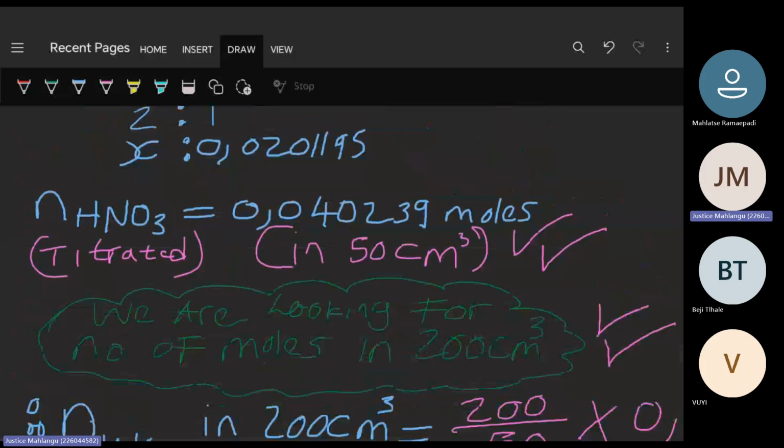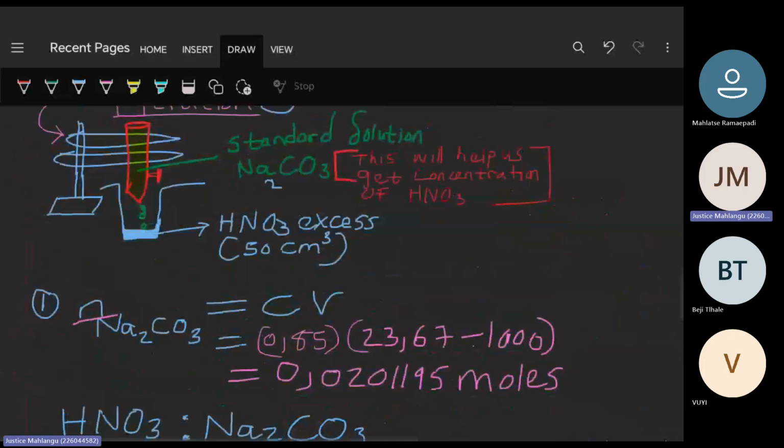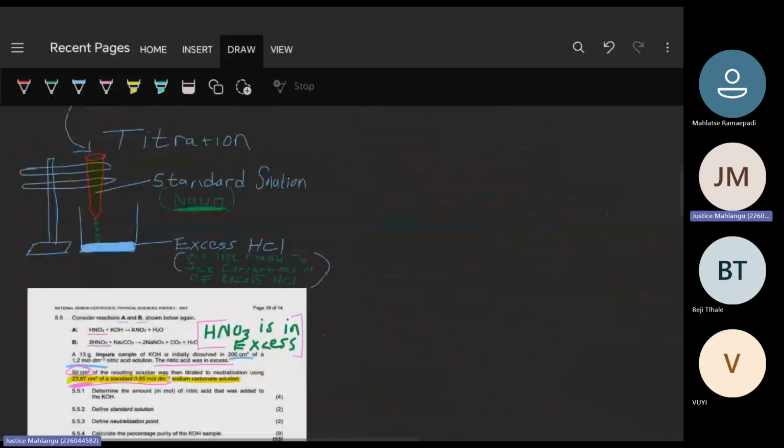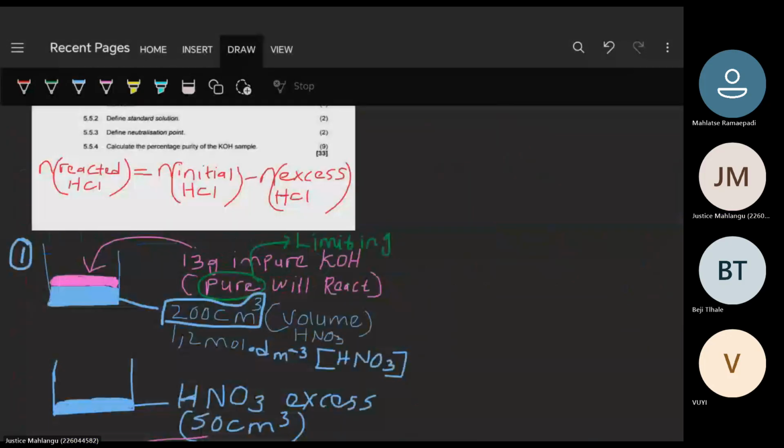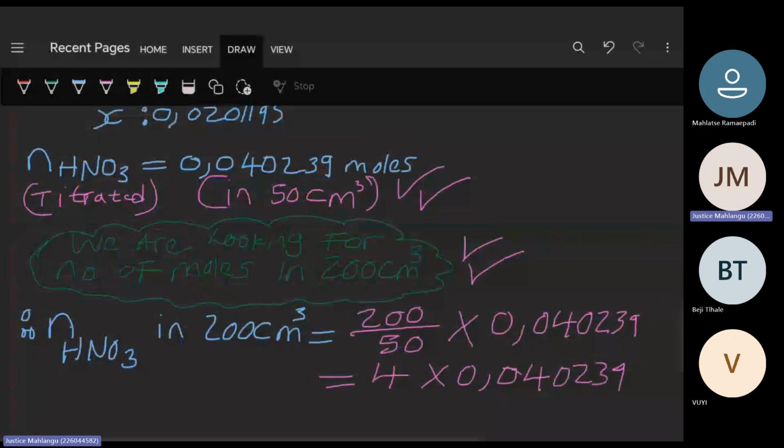The first beaker: what's the volume of the first beaker? The volume of the first beaker is 200 cubic centimeters. I have the number of moles in 50 cubic centimeters, 0.04239, but I want the number of moles in 200. So I will have to divide 200 by 50, which gives 4. Then 4 times this number of moles.